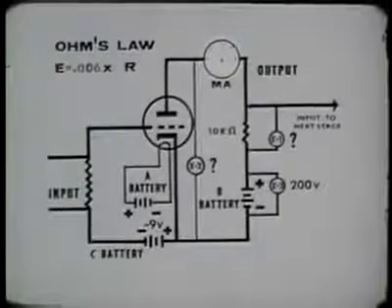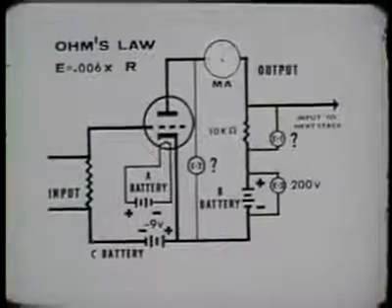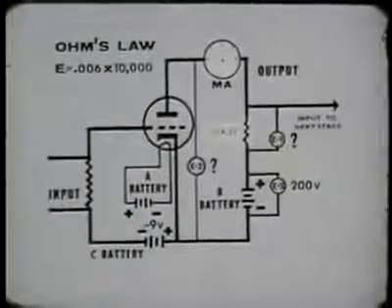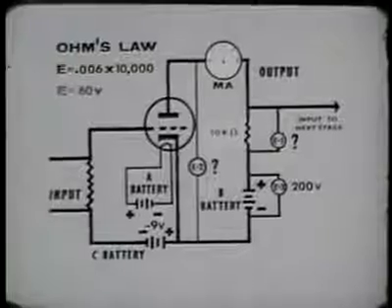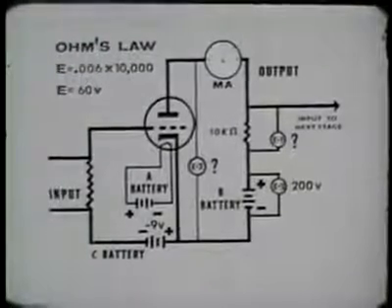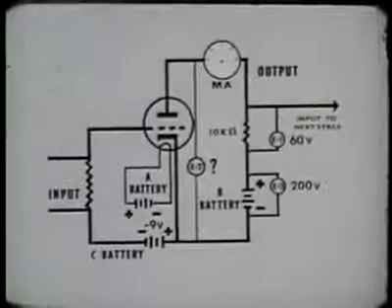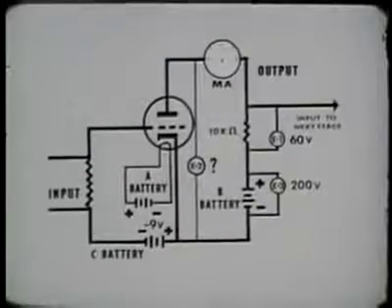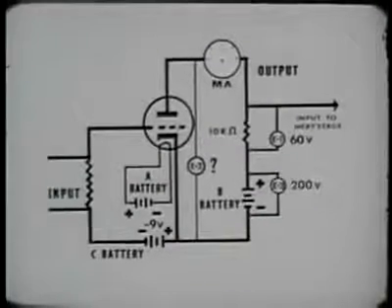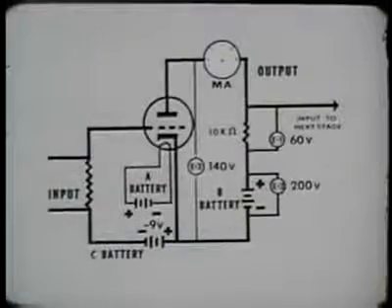Using Ohm's law, we find that if we have 6 milliamperes of current flowing through a 10,000 ohm resistor, there is a 60 volt drop across the load. Subtract this 60 volts from the supply voltage of 200 volts, and we find that the difference in potential between the plate and cathode is 140 volts.